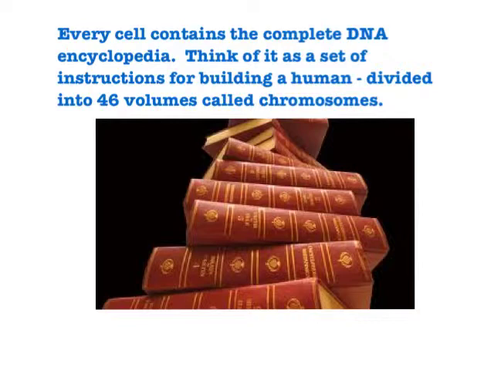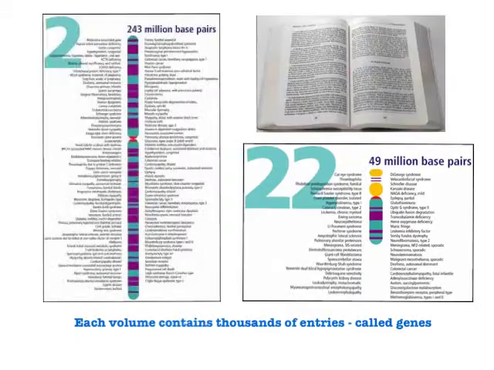And that encyclopedia is divided up into 46 different volumes. Those volumes are called chromosomes, but that's just a way of packaging up all of that information, that incredibly long amount of information, into a relatively useful, manageable, movable form. You learned all about chromosomes in mitosis.